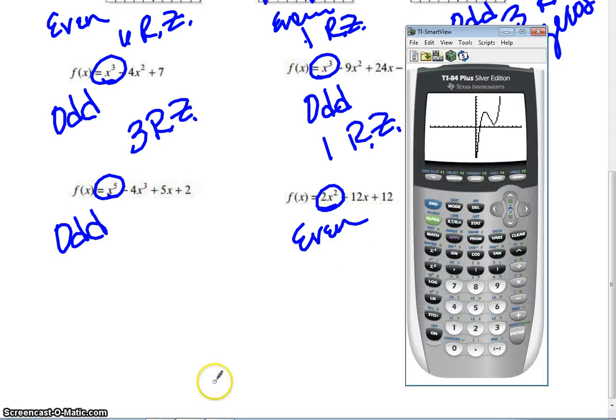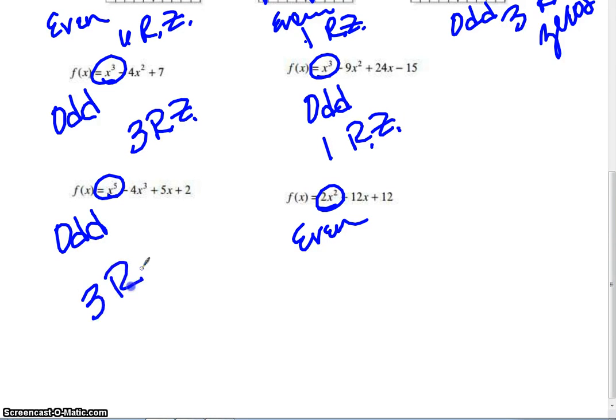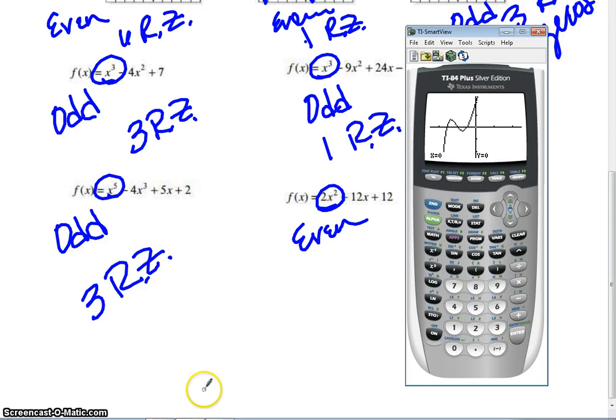Then I'm going to go back to my calculator, go to y equal, clear it out, put the next one in, and we have x to the 5th minus 4x to the 3rd plus 5x plus 2. Look at your graph. 1, 2, this is going to be kind of hard to see, so I'm going to recommend that we zoom in. Number 2, enter. 1, 2, 3. Looks like we have 3 real zeros. Last one.